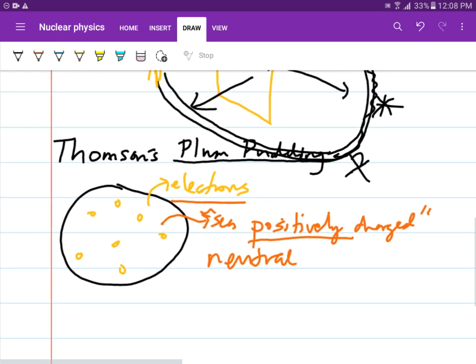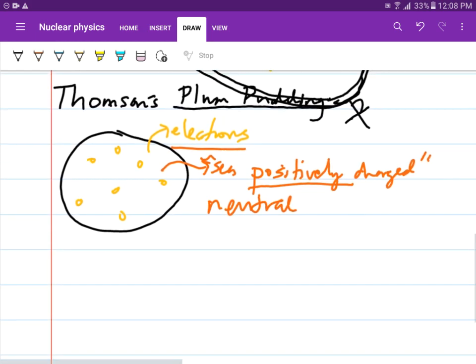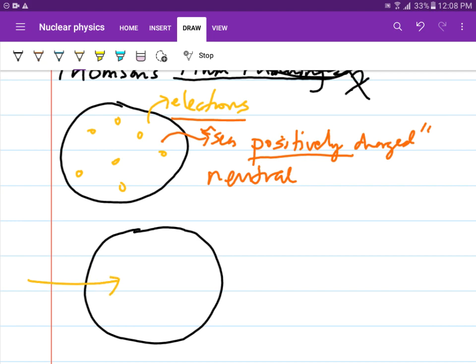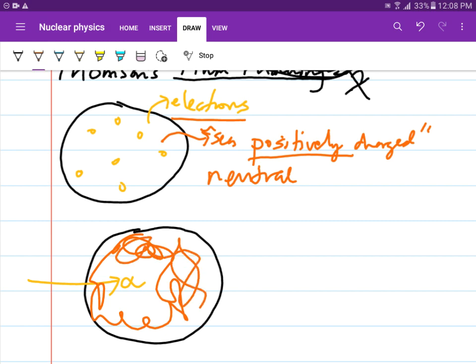So how is this not consistent with the plum pudding model or the chocolate chip cookie model? According to the plum pudding model, if you pass the alpha particles inside the plum pudding, you have a sea of positively charged material inside the cookie.